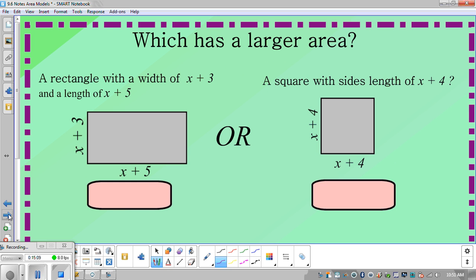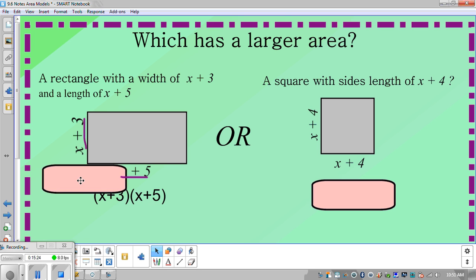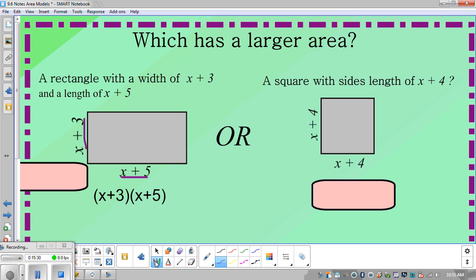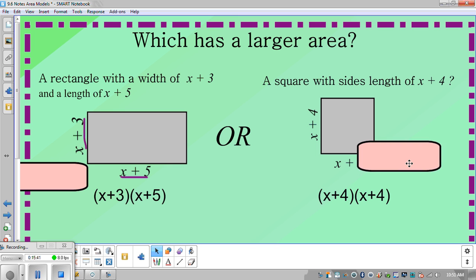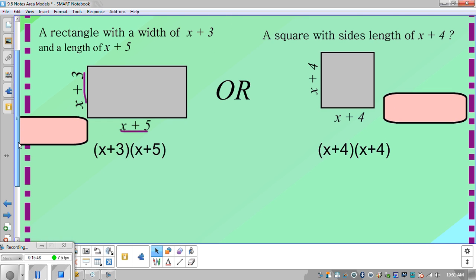This last question I'd like you to look at is to determine which one you think has a larger area. We have a rectangle that measures x plus 5 by x plus 3. If we're finding area, please remember that means you're multiplying length times width, which would be x plus 3 times x plus 5. If you multiply and distribute, let's see what you get. When you're done with that, come over here, and here's our square, x plus 4 times x plus 4. Go ahead and distribute on both, see what areas you come up with, and then we'll compare.